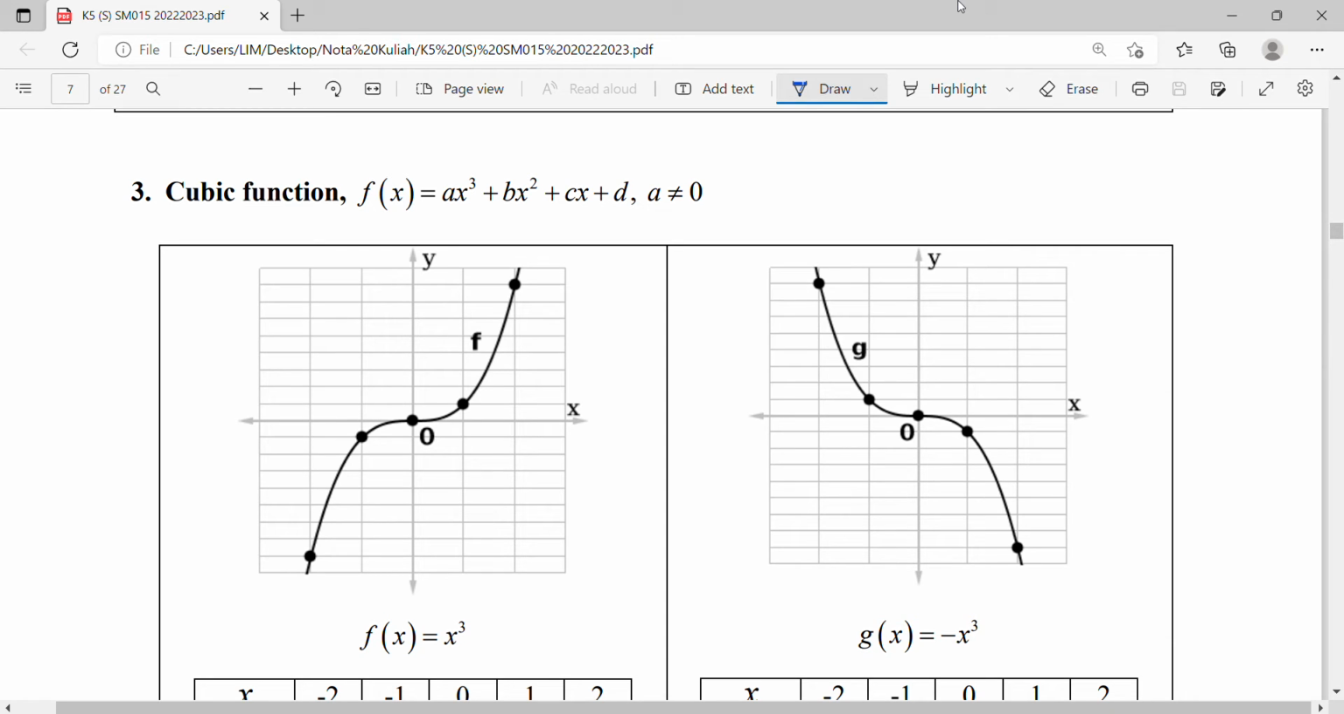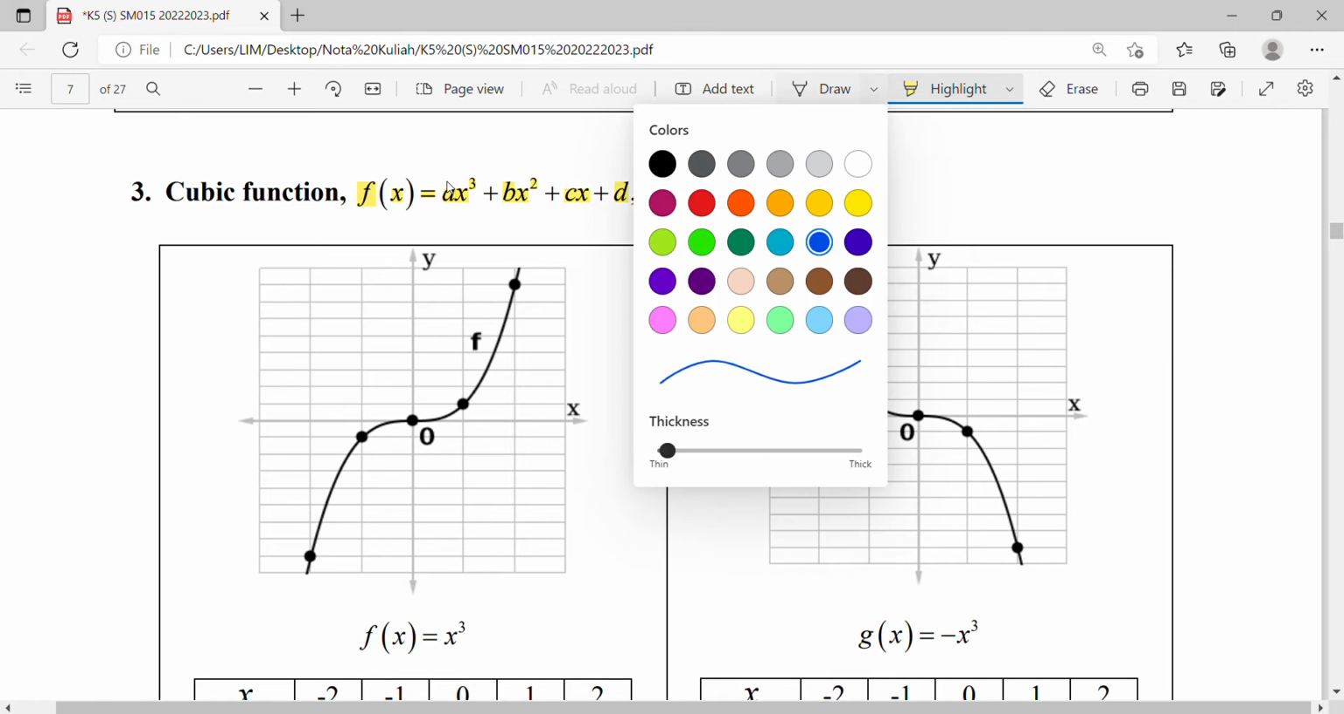Okay, so today we're going to continue with cubic function. So cubic function generally is ax cubed plus bx squared plus cx plus d, where the coefficient of x cubed cannot be 0. Let's say if the coefficient of x cubed becomes 0, it will become quadratic. So that's why we must have the existence of the x cubed term.